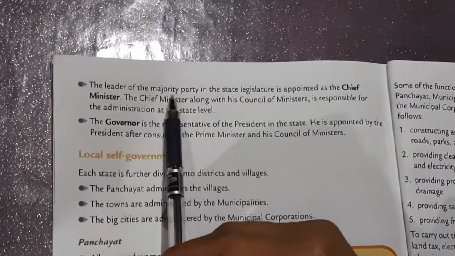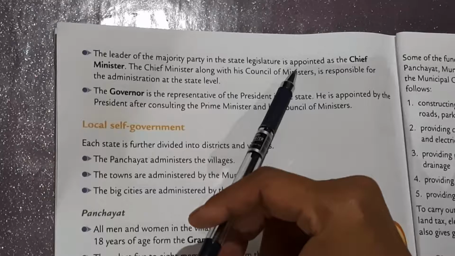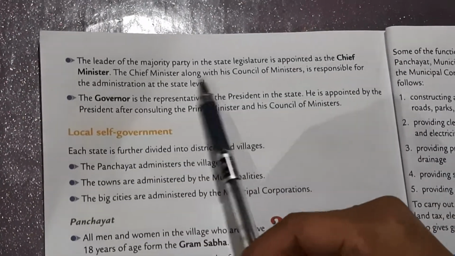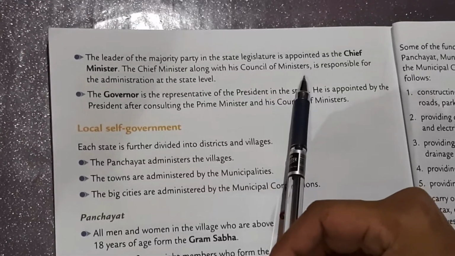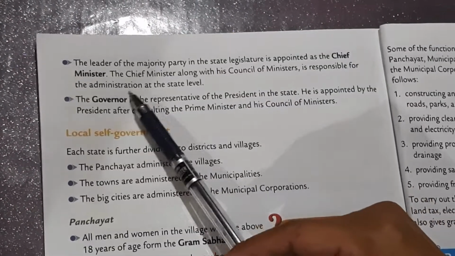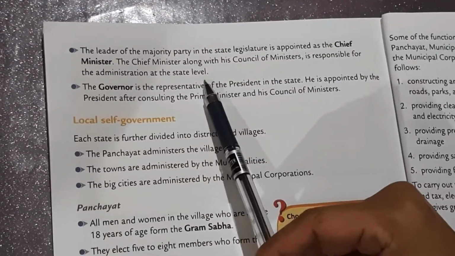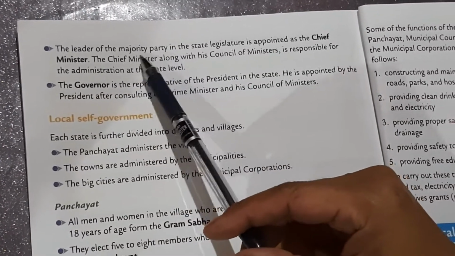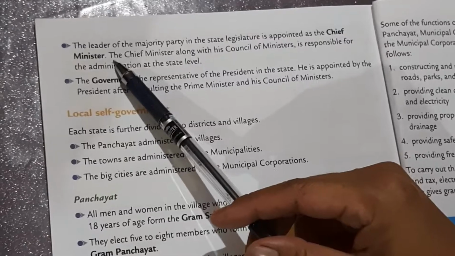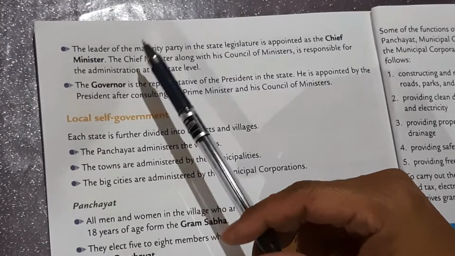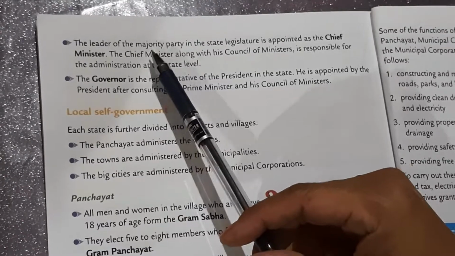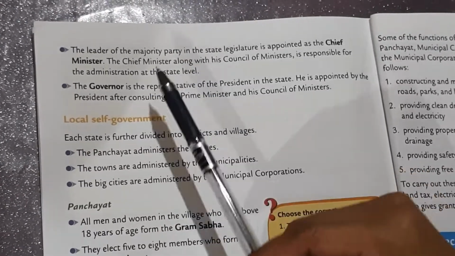The leader of the majority party in the state legislature is appointed as the chief minister. The chief minister, along with his council of ministers, is responsible for the administration at the state level. So, the leader of the majority party is appointed as the chief minister in the state, and the chief minister, along with his council of ministers, administers the state.